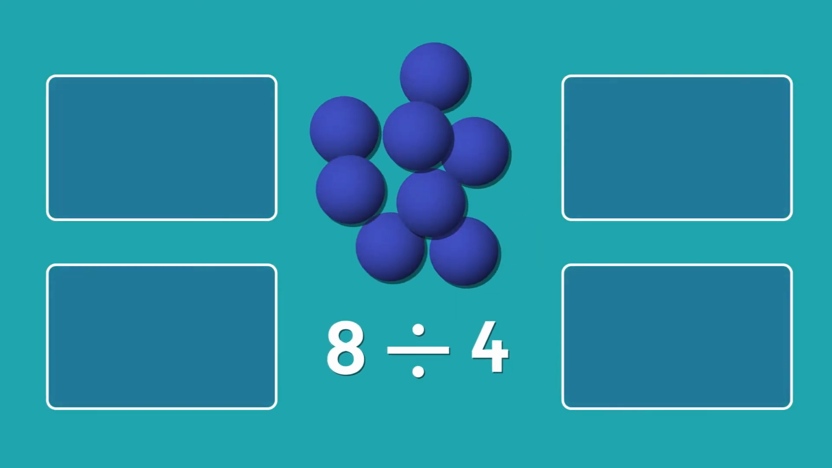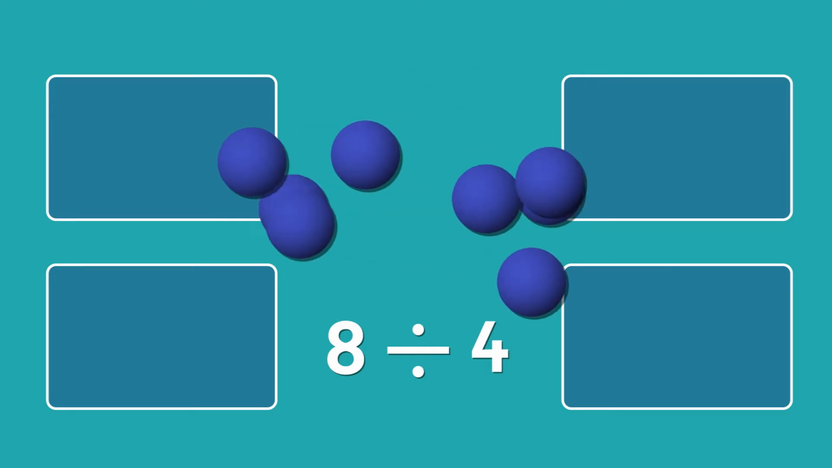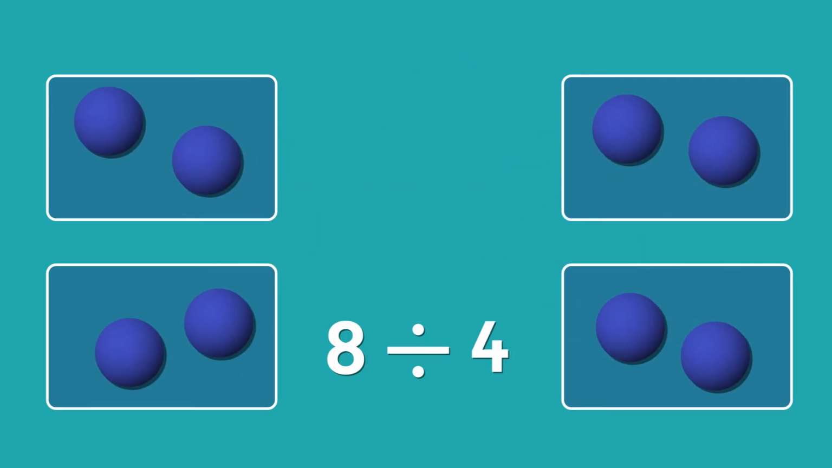Often, we think about division in terms of sharing. When we divide 8 by 4, we are sharing 8 between 4 people, boxes, whatever it may be. One way we can represent this is with 8 balls and 4 boxes. We are sharing those 8 balls between 4 boxes. As a result, there are 2 balls in each box. 8 divided by 4 is 2.